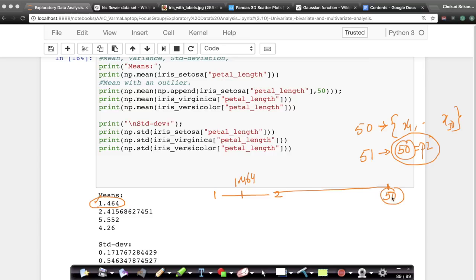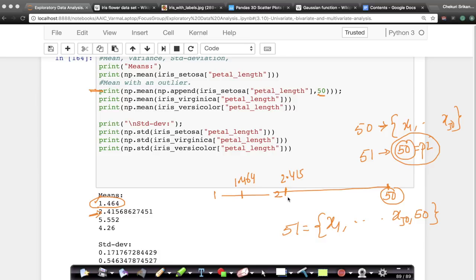Now, when I have one error like this, what happens to the mean? If you look at the second line, I'm taking the mean by appending all the values in the petal length, all the 50 values that I have for setosa's petal length, with a value of 50. So I have 51 values here, such that I have my x1 to x50, and my 51st value is 50 itself. Now when I append such a value, the mean of this is 2.4, which means one simple error could corrupt my mean a lot. My actual mean is 1.464. Just because I had one error, my mean now became 2.415.